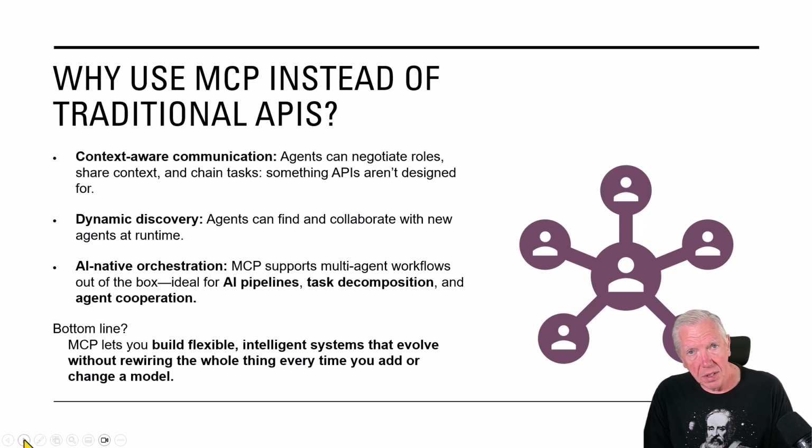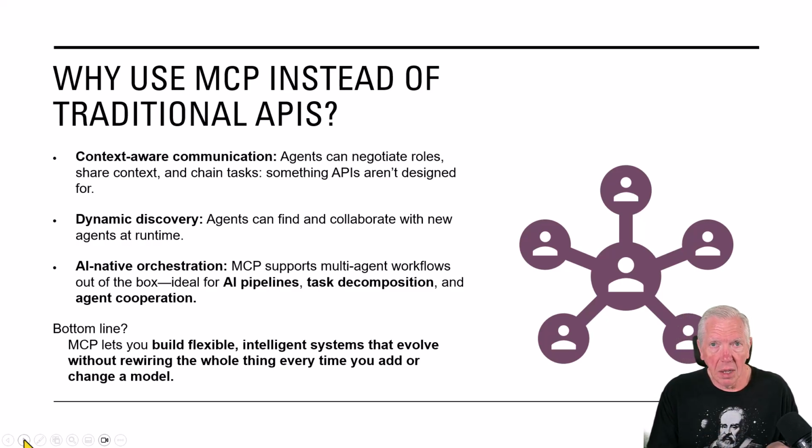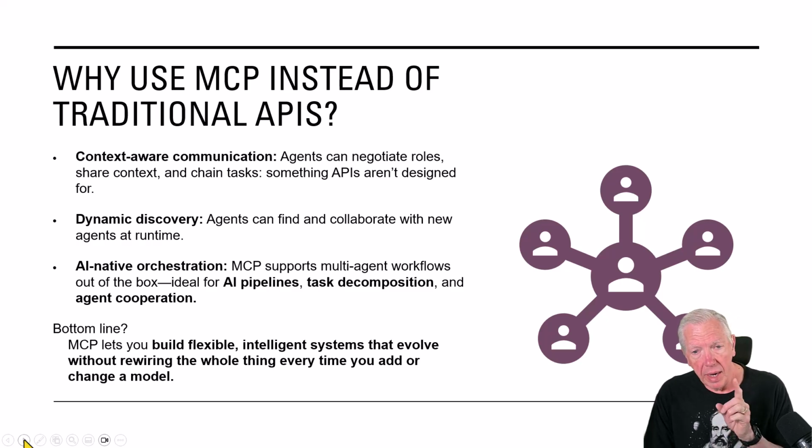Well, first of all, we're talking about what is called context-aware communications. Agents have the ability to negotiate their roles, they can share a context with one another, and we can chain tasks. Can't do any of that with APIs, so we can get a lot more bang for the buck, if you'll excuse that colloquialism. We can get more work out of the system by utilizing these smart agents. Also, dynamic discovery, so agents can find and collaborate with new agents at runtime, so that's very interesting.